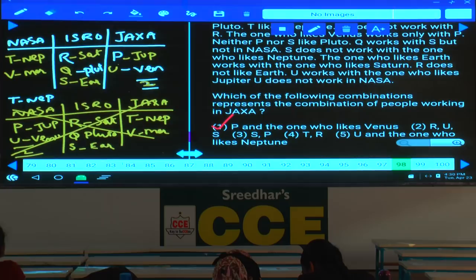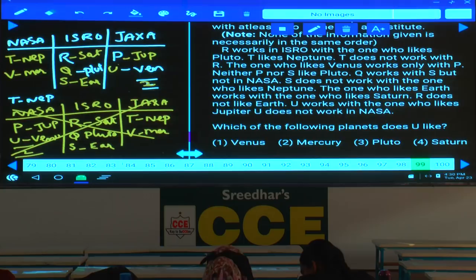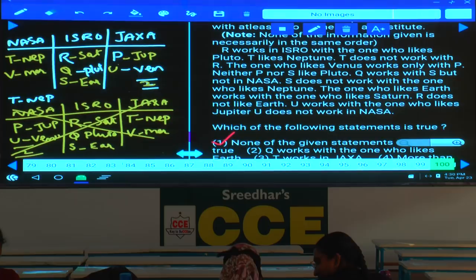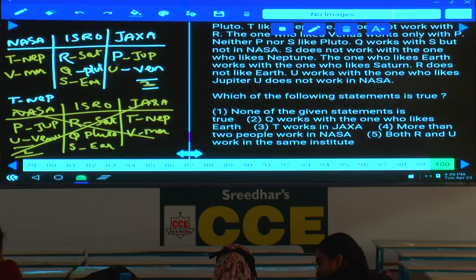Sorry, 99 is there. Now, 99. Which of the following planets does U like? U likes Venus, that is choice 1. Then question number 100. Which of the following statements is definitely true? Choice 2: Q works with the one who likes Earth. True or false? That is definitely true, because Q is in ISRO and S is also in ISRO, and S likes Earth. That is choice 2, the answer.